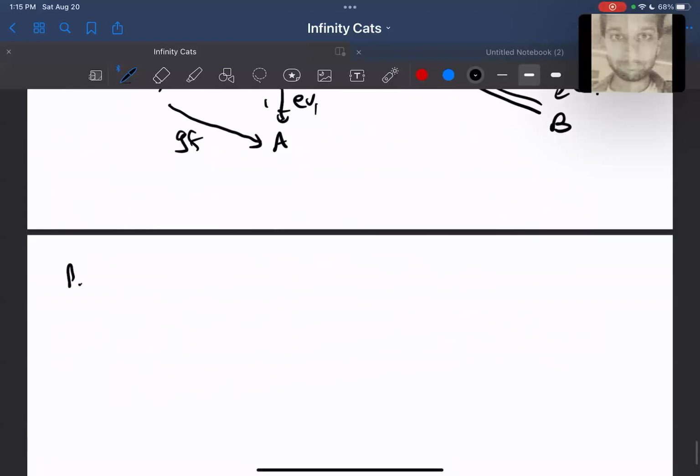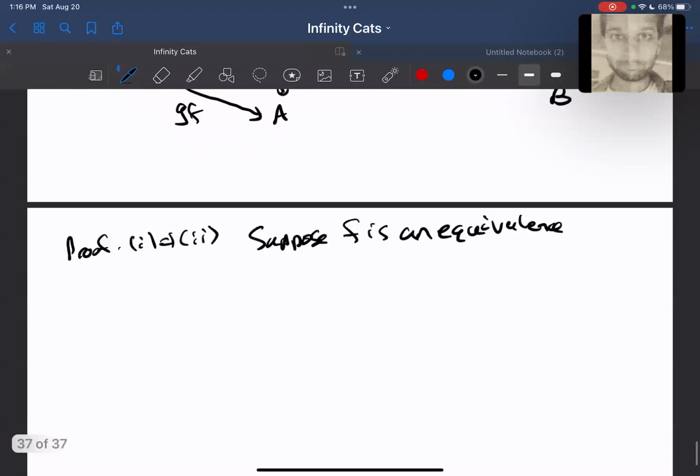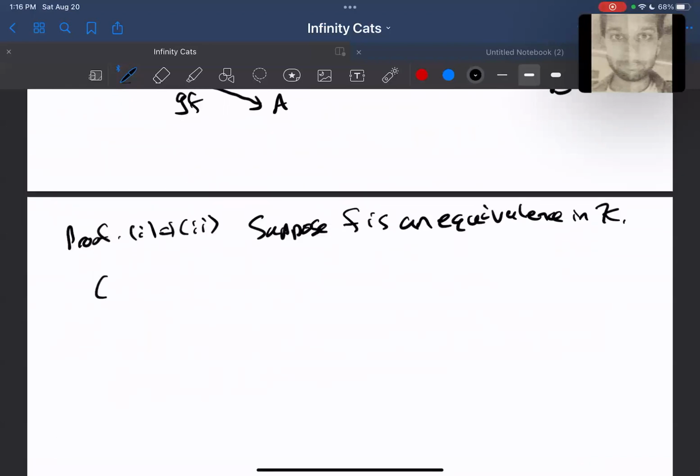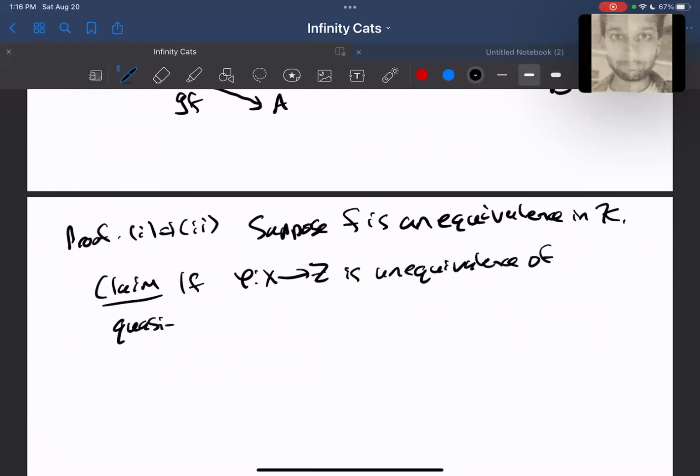All right, so let's prove this. For 1 implies 2, suppose F is an equivalence in K. So this means that fun X dash is going to make F an equivalence of quasi-categories. So we're going to need a helping claim here. If V maps X to Z is an equivalence of quasi-categories, then phi from the homotopy category of X to the homotopy category of Z is an equivalence of categories.